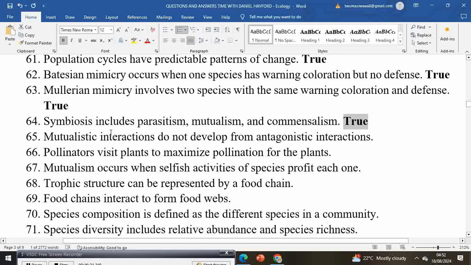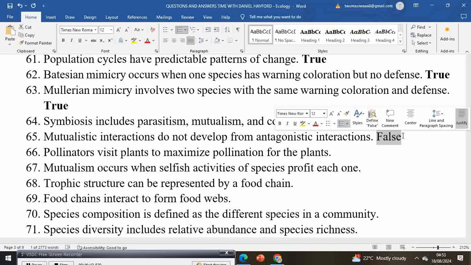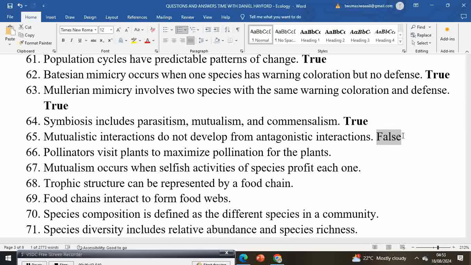Question number 65. Mutualistic interactions do not develop from antagonistic interactions. This statement is false. The reverse is true. Mutualistic interactions develop from antagonistic interactions.